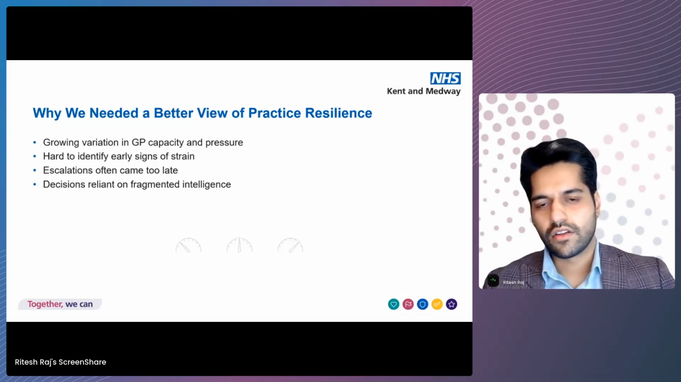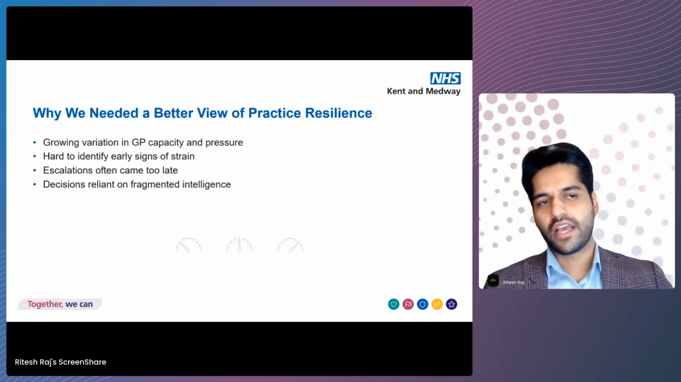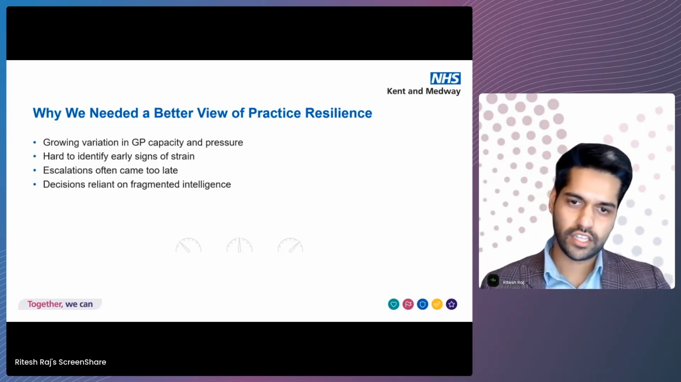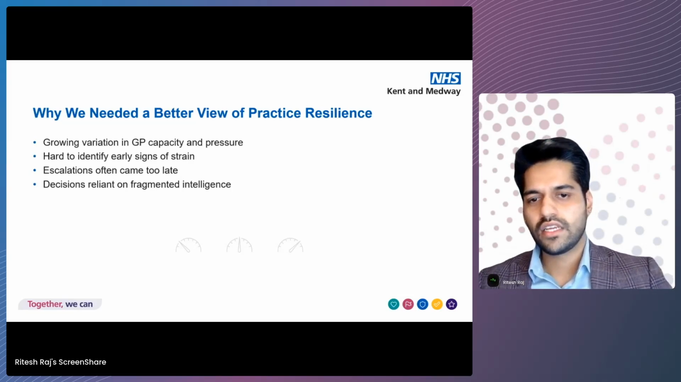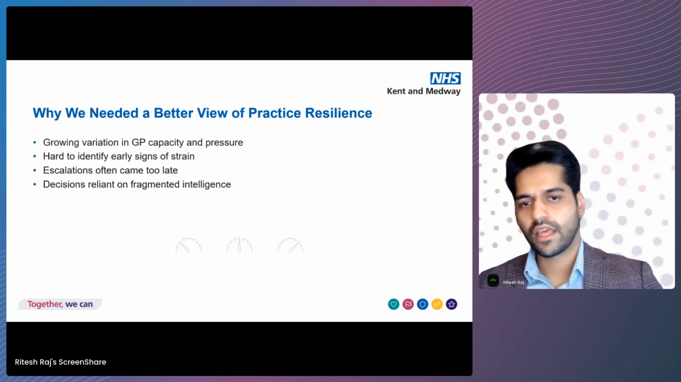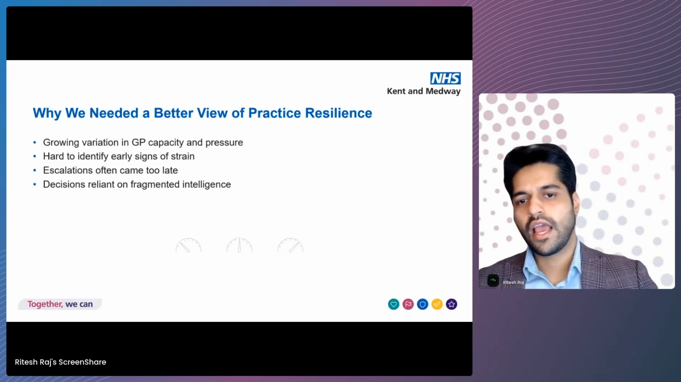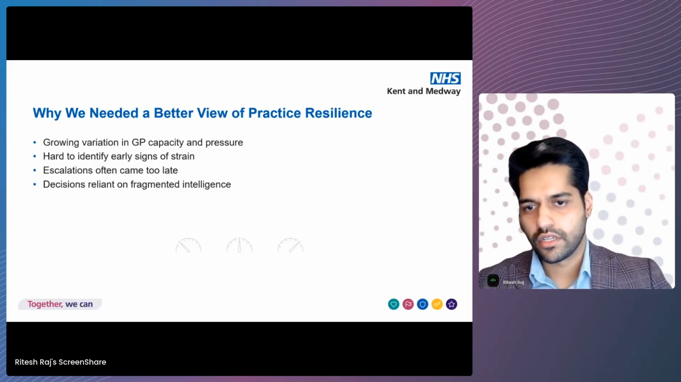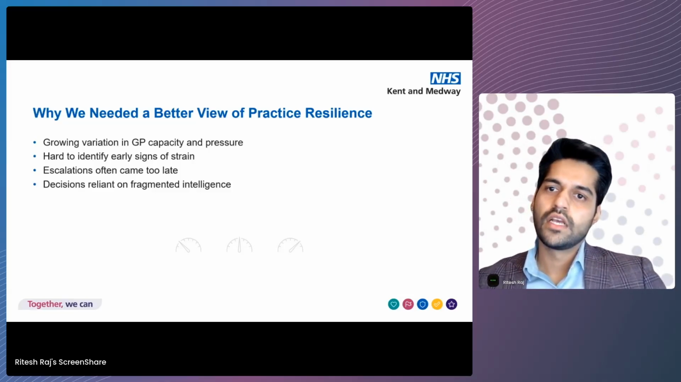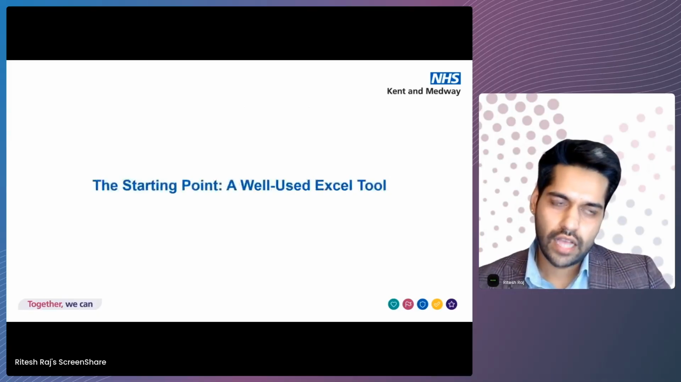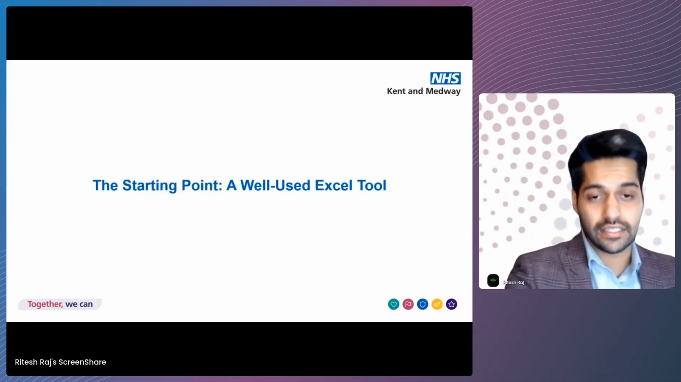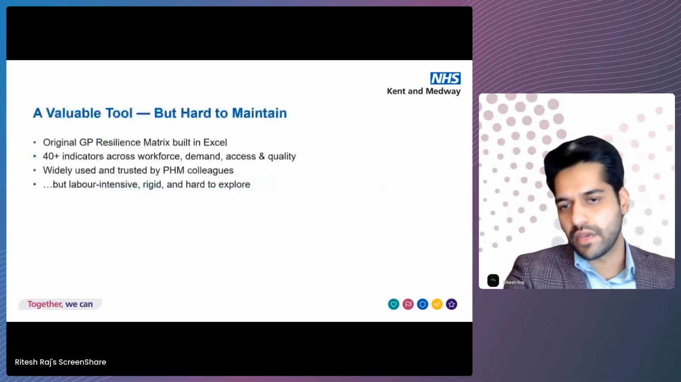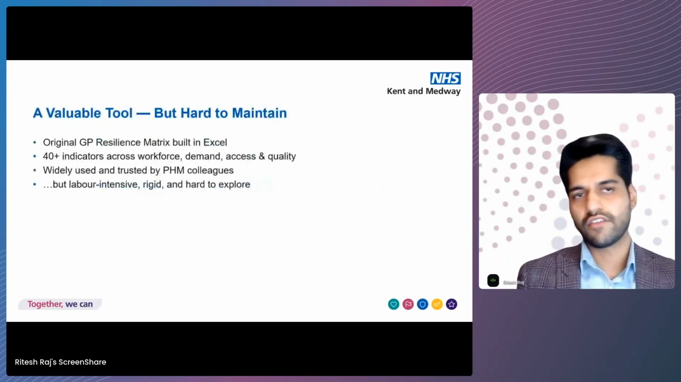Decisions were being made on fragmented intel, from local dashboards or national dashboards, general emails, and local intel. So we needed a shared view that could bring all this together, and that's why the GP Resilience tool was born. Initially we started as a proof of concept a few years ago in Excel, and that became a success. People loved it, and it did the job.